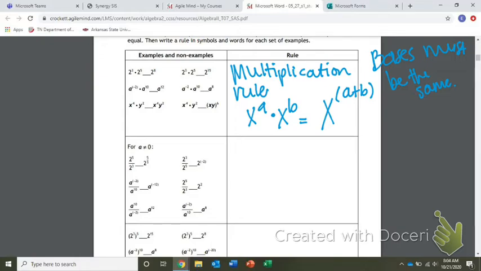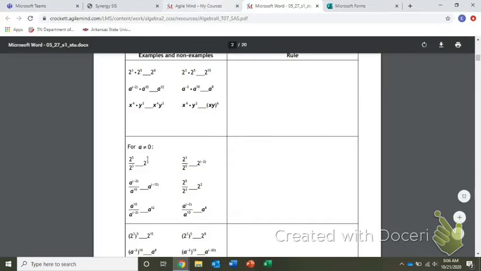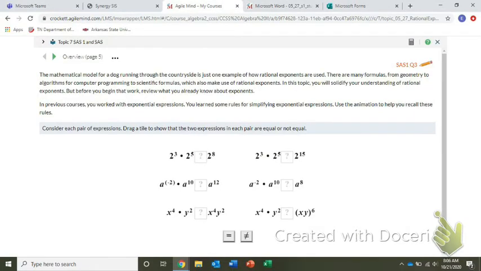Now, I'm going to go over to Agile Mind and we're going to work through these. Okay? So this is what's on your example on number 3. So make sure you click through it on here on Agile Mind and you copy it to your workbook. So we have a first example. We have 2 to the 3rd power and 2 to the 5th power.